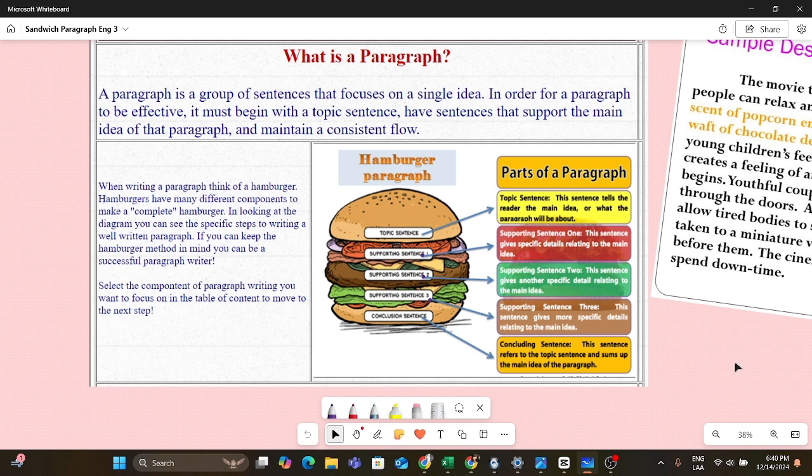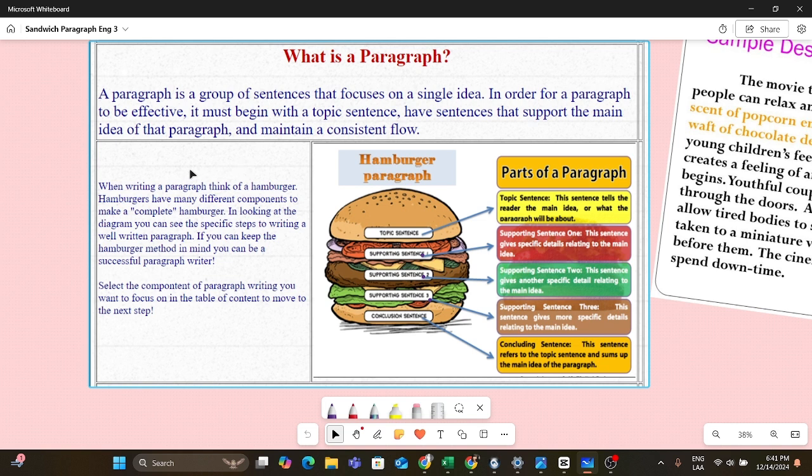Just to remind you about what a paragraph is, how to write it, and what parts are important in a paragraph. Okay, so what points are important? Here, as you can see, we have a delicious hamburger, because writing a paragraph is like a hamburger.